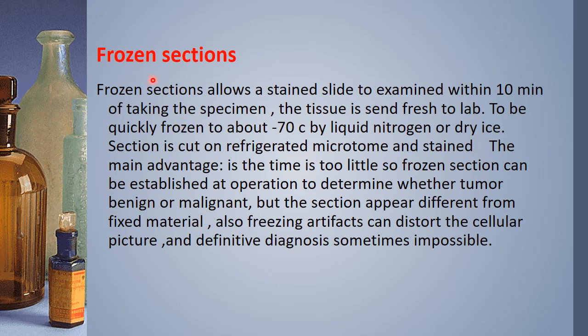They usually take a piece of tissue. This piece of tissue should be fresh and quickly frozen to about minus 70 degrees centigrade by liquid nitrogen or sometimes dry ice. Then after that they investigate whether it is benign or malignant, and we give the result directly to the surgeon.